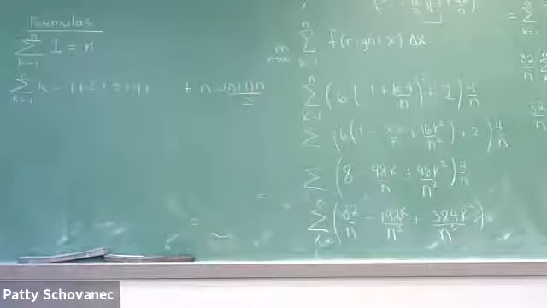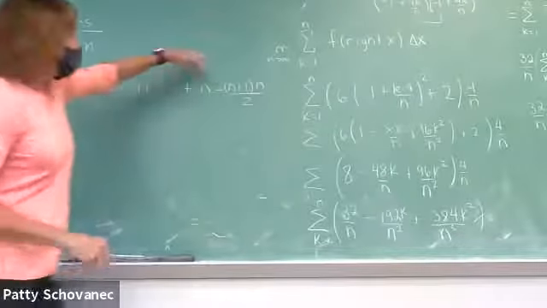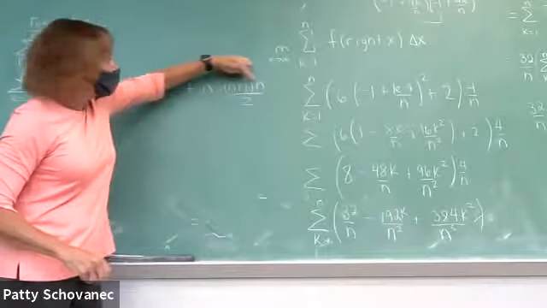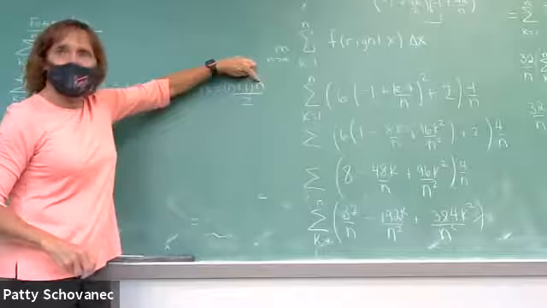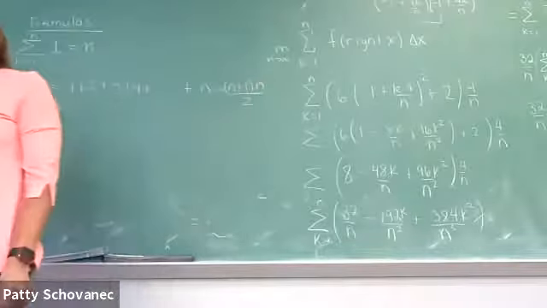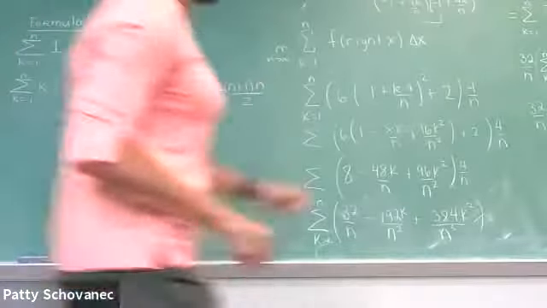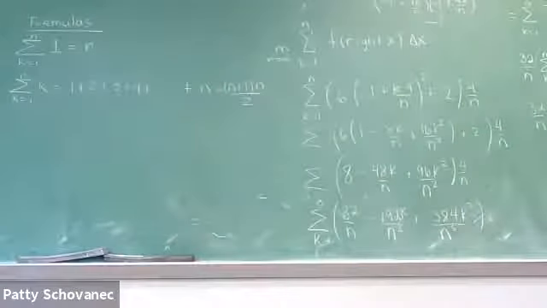Check it out. When n is 10, we said that added to 55. So 10 plus 1 is 11, times 10 is 110, divided by 2 is 55. So that's what I'm going to put here. The sum of the first n integers is n plus 1 times n, all divided by 2.